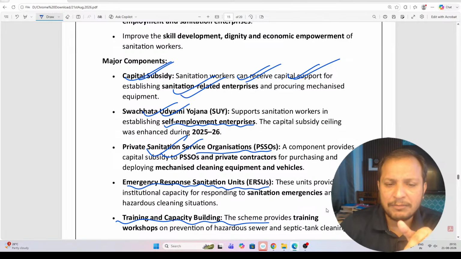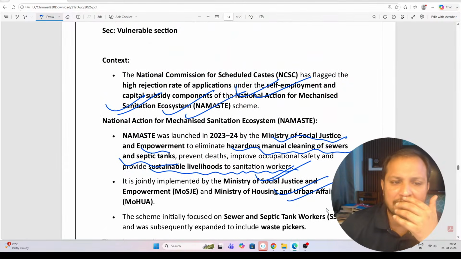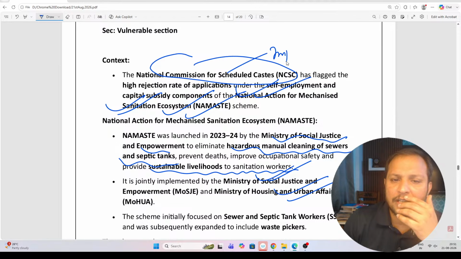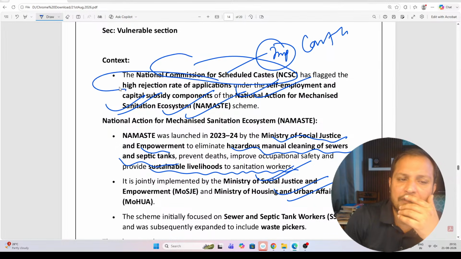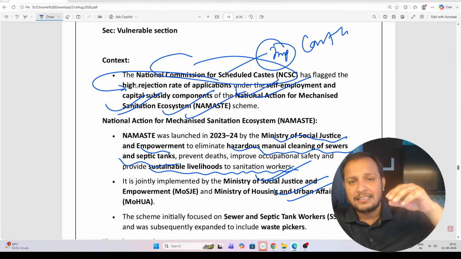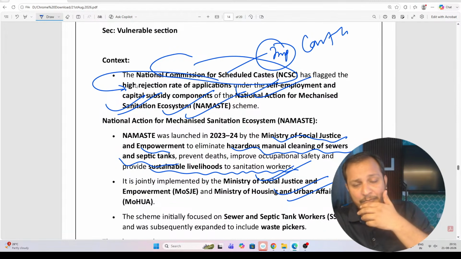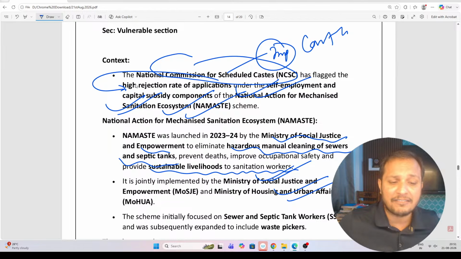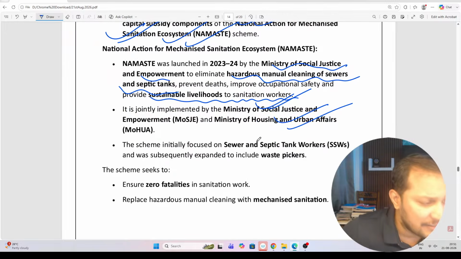This scheme is being reviewed by the National Commission for Scheduled Castes. Okay, this is a very important organization, guys. It's a constitutional body. They have said that they are reviewing this scheme, and that rejection rates are very high.